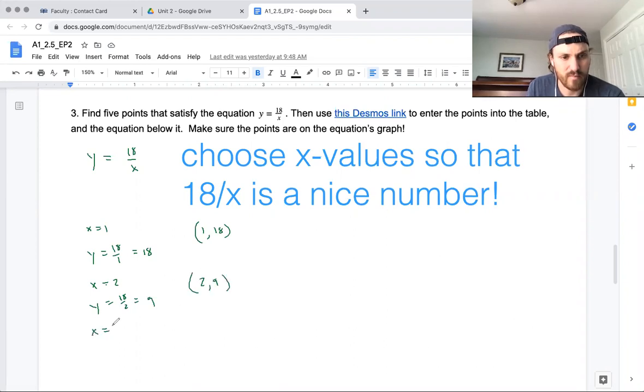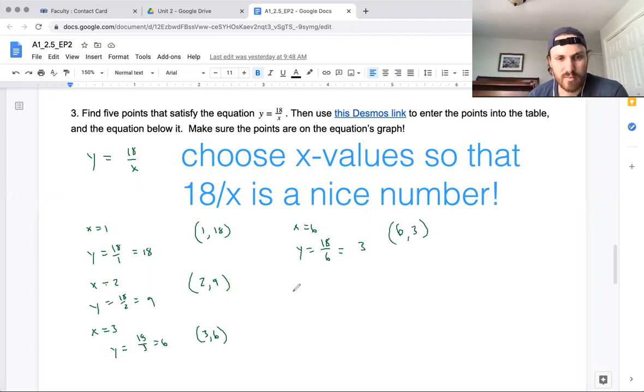If x is 3, then y would be 18 over 3, which is 6. So another point would be 3 comma 6. So I've got 3 points, and I really need a couple more. So let's choose 6. If x equals 6, then y equals 18 over 6, which is 3. So that's another point, 6 comma 3. And maybe just to be consistent, I'll choose x equals 4, and I'll get y equals 18 over 4, which is 9/2, which is 4.5. So another point would be 4 comma 4.5.